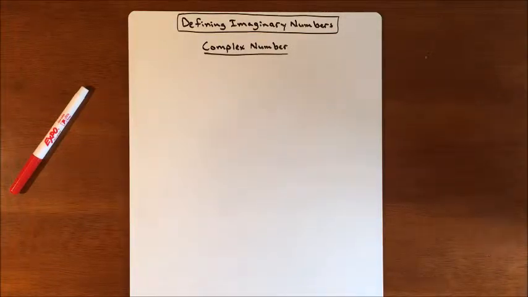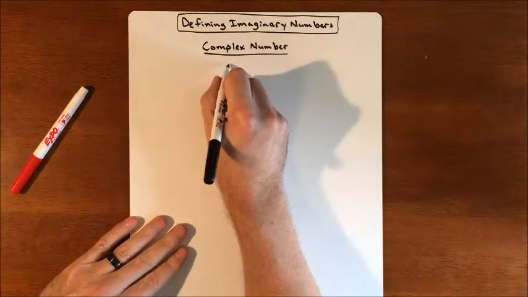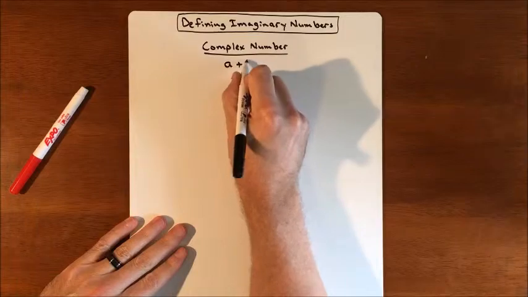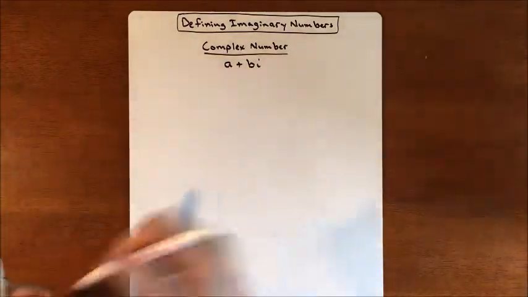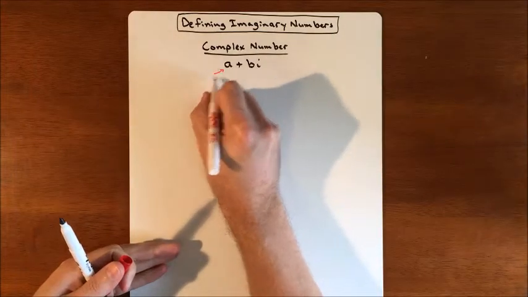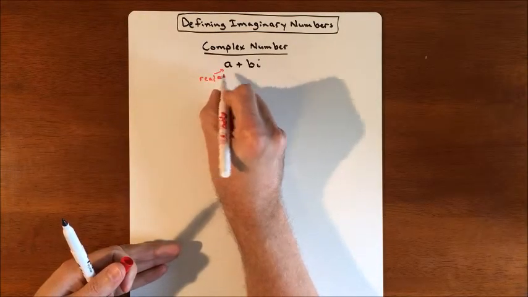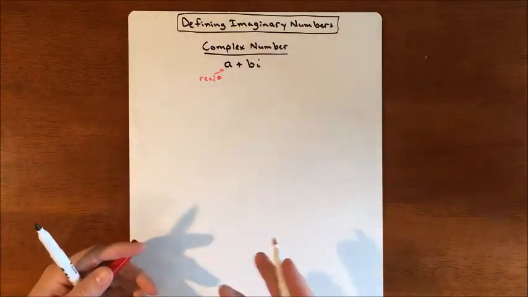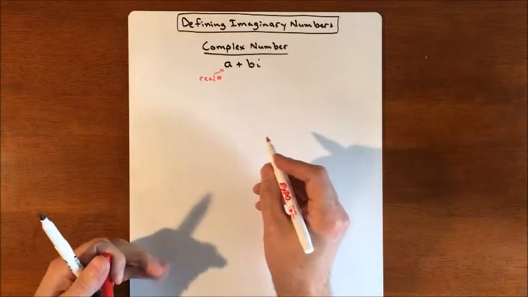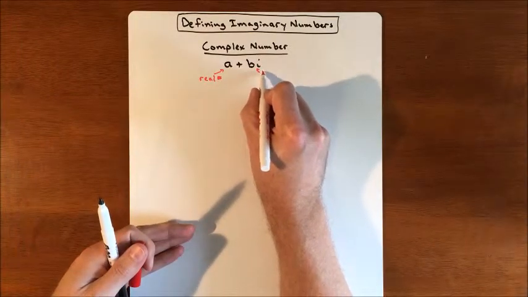In this lesson, we're going to talk about defining imaginary numbers. An imaginary number is part of what we call a complex number. And a complex number looks like this, where this term is our real number. So that's fractions, decimals, square roots, pi, positives, negatives, most things that you think of. This piece is known as our imaginary number.